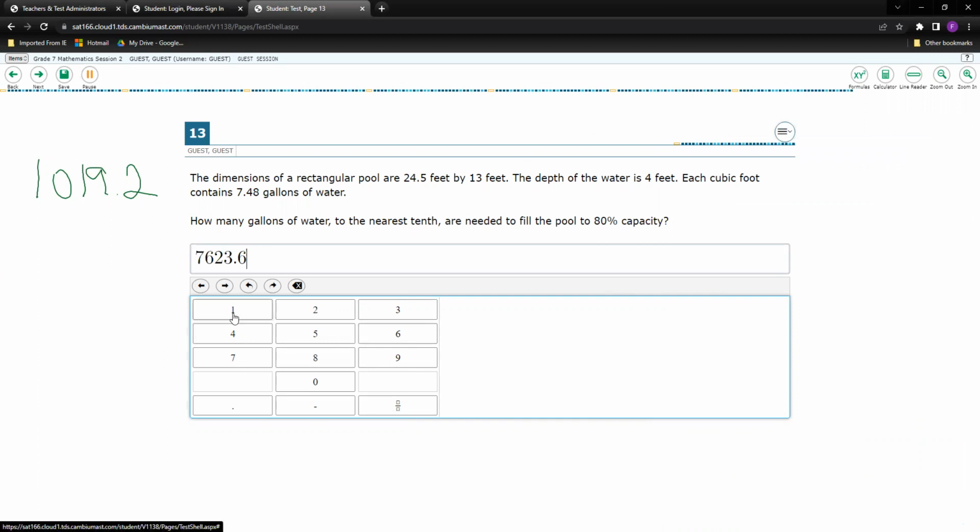It says to the nearest tenth. So the nearest tenth is the 1. So I need to look at the 6 to decide whether the 1 goes to 2 or stays as a 1. And 6 is more than 5. So from 5 to 9 on the next number, we move up, we round up. So the correct answer is 0.62.